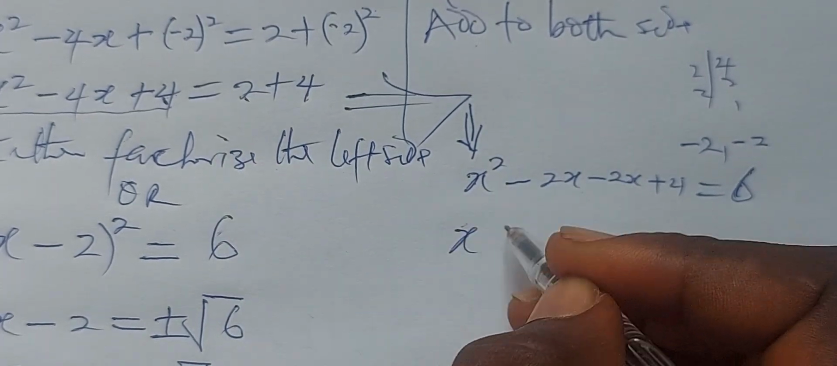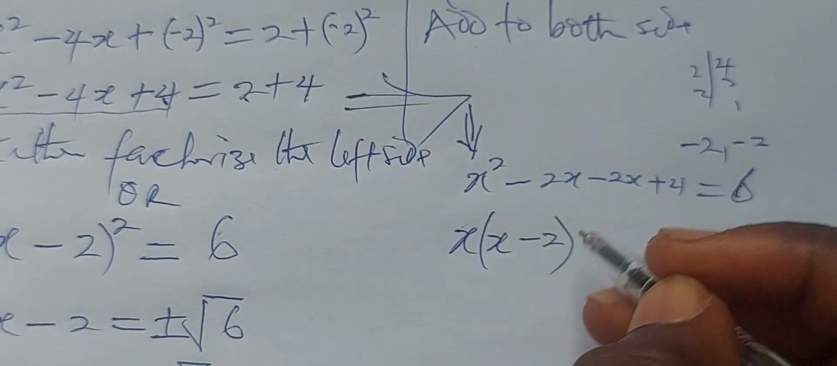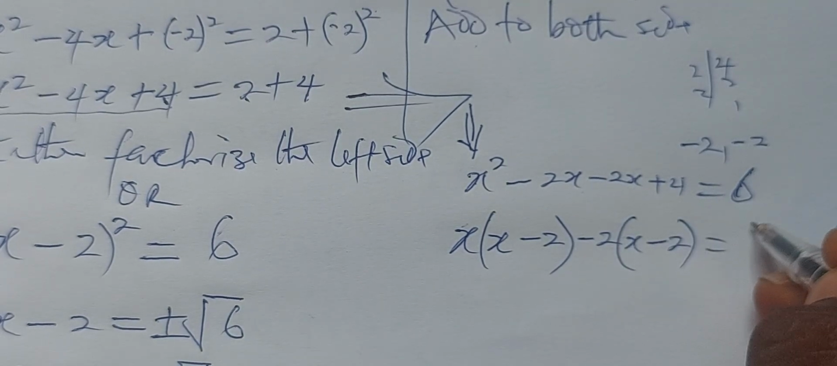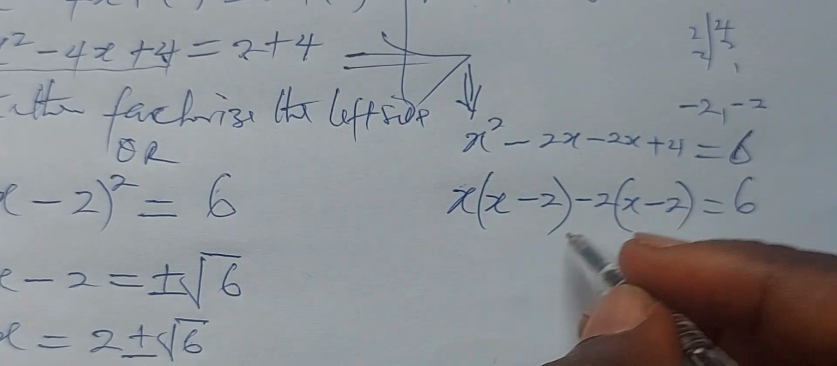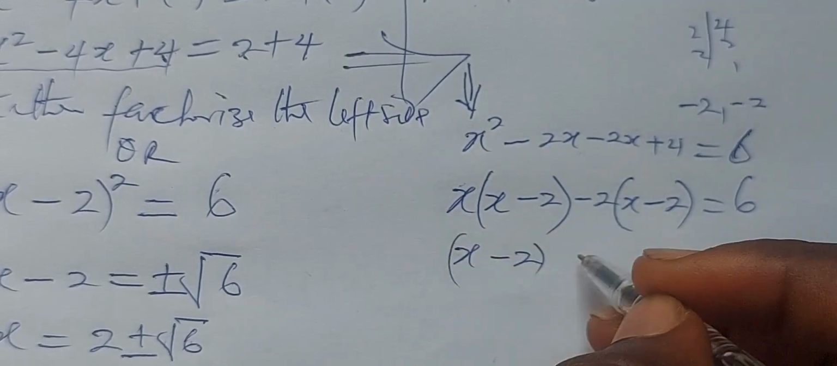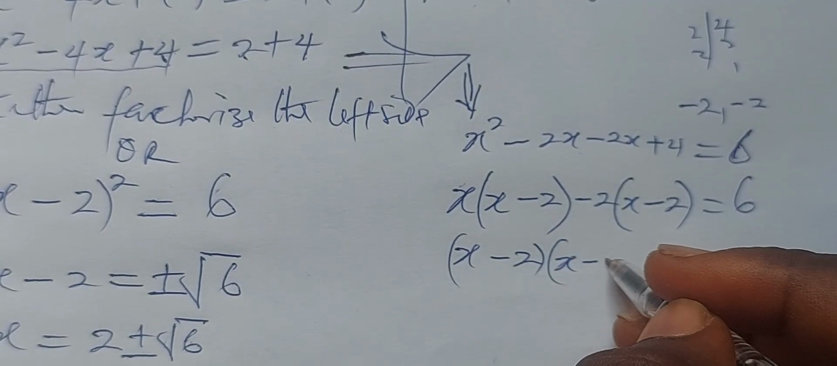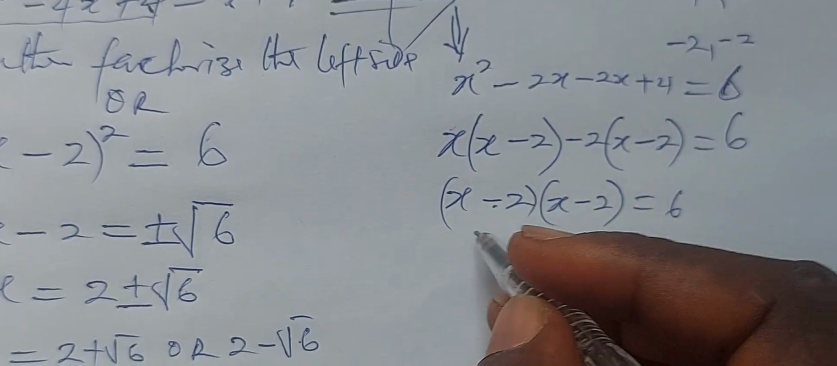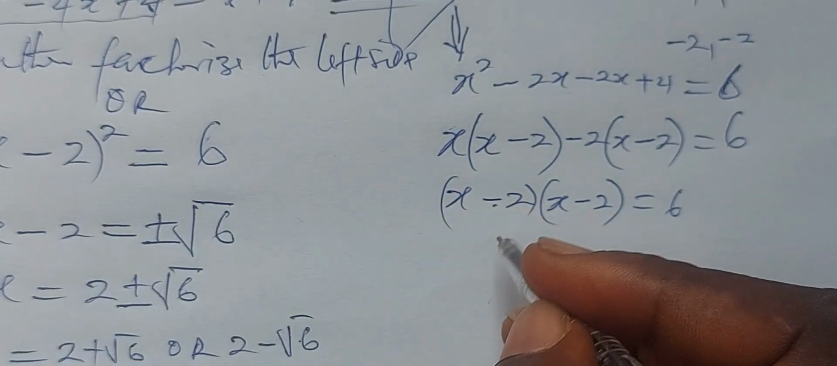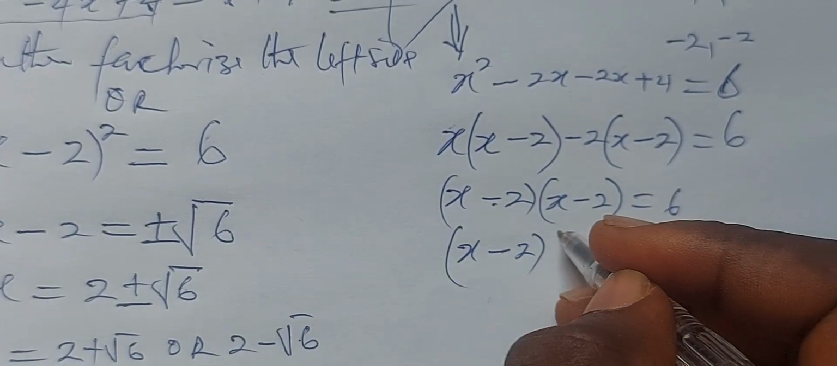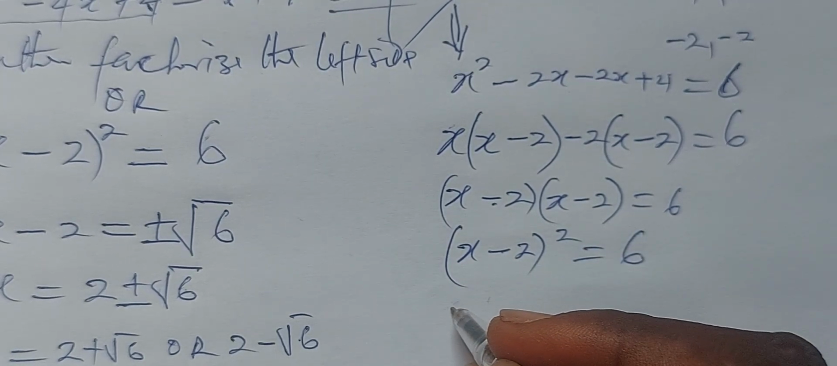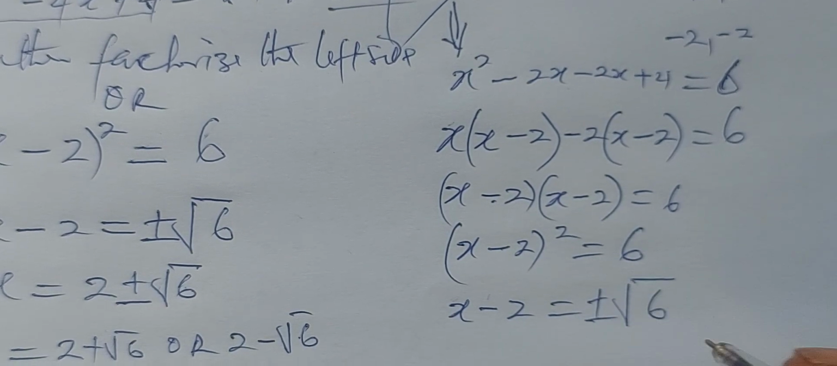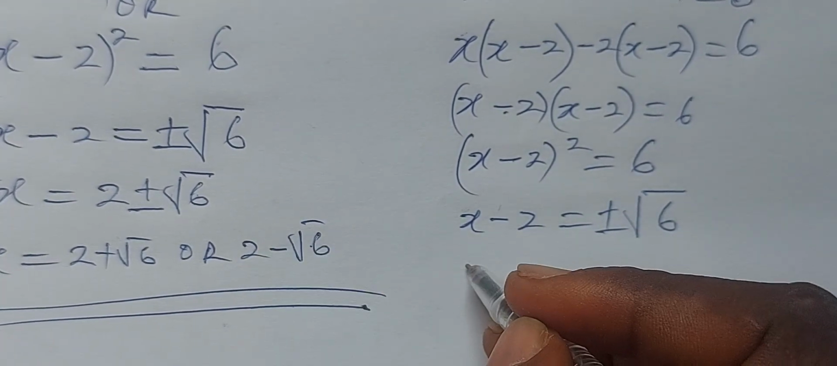So you factorize it: x into this, you have x minus 2. What is common in this? You have minus 2. You have x minus 2 times x minus 2 equals 6. You see that the brackets are the same, and that is where we come to x minus 2 all squared equals 6. So you go to the same step, and you have your plus or minus square root of 6, and everything will boil down to the same answer.